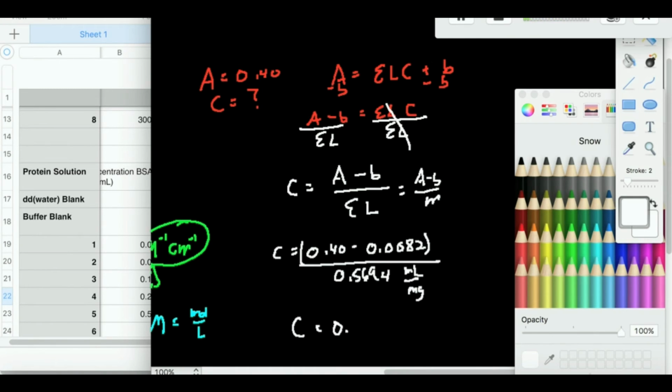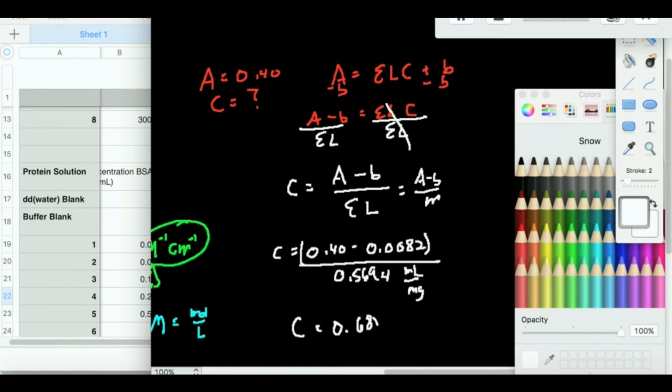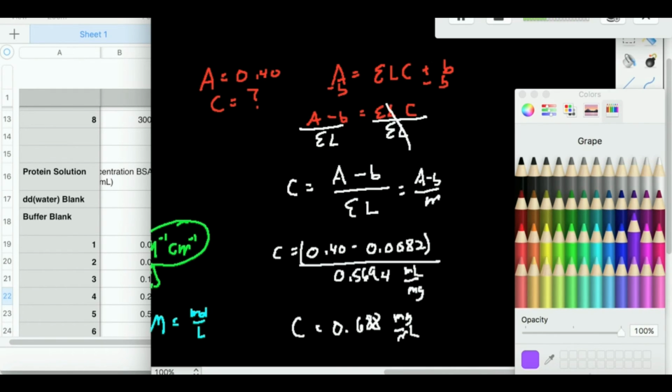I am so bad. I apologize. 0.688. And since I divided by milliliters per milligram, this becomes milligrams per milliliter. And this right here, go ahead and box this because it's our answer. This is the concentration of our unknown sample.